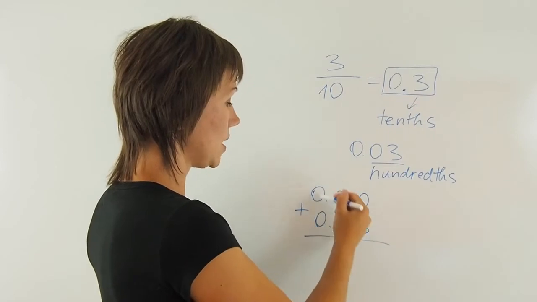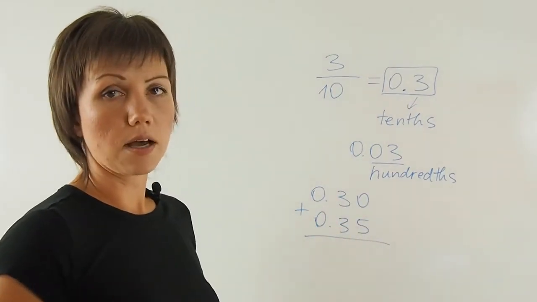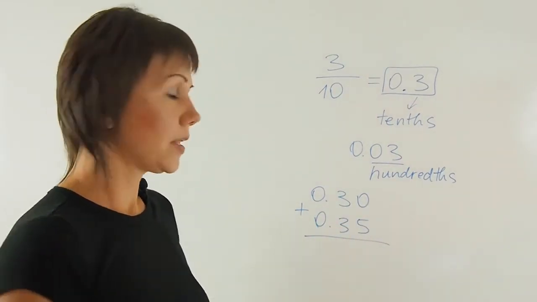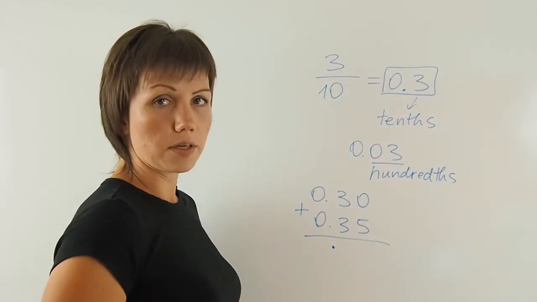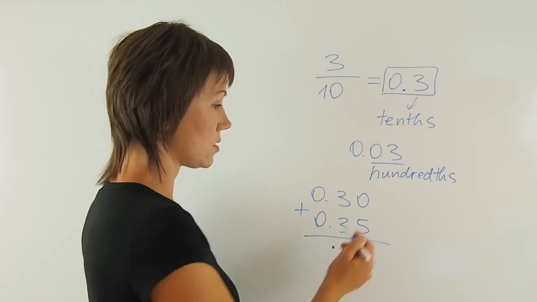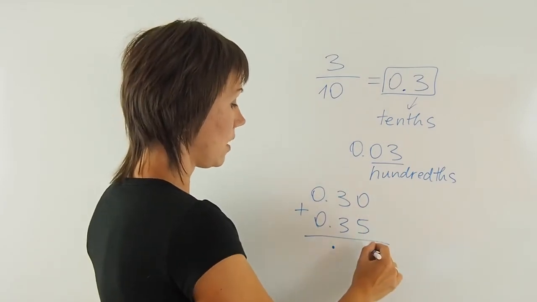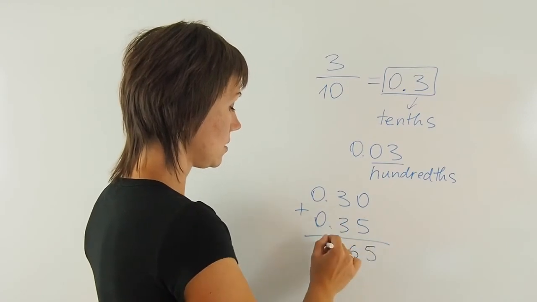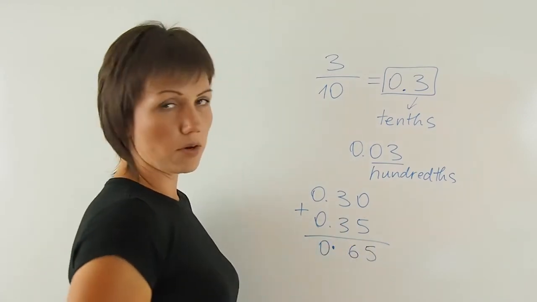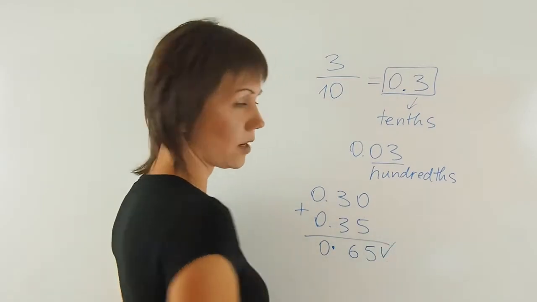And then I will be adding exactly as I would add natural numbers. And I will place the point, the decimal point, where it is in the original numbers. So 0 plus 5 is 5, 3 plus 3 is 6, and 0. So 0.65 is the final answer.